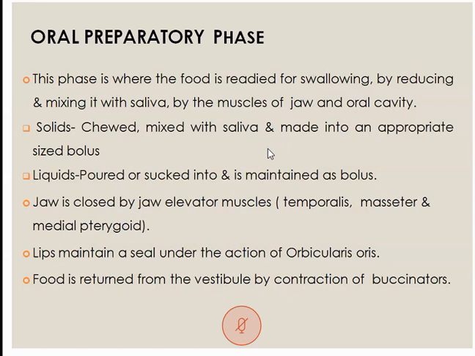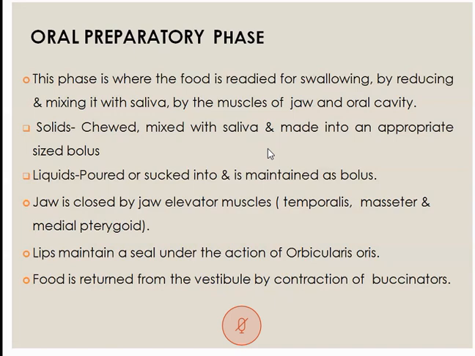Liquid also passes as a bolus in the oesophagus. The jaw is closed by the jaw elevator muscles, that is the temporalis, masseter, and medial pterygoids. The jaw is closed by the jaw elevator muscles first. Lips maintain the seal under the action of the orbicularis oris. When you close the orbicularis oris, the oral cavity is sealed.